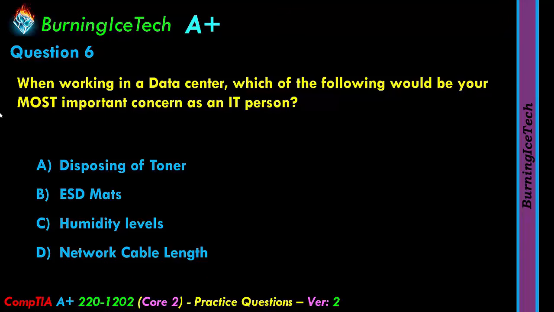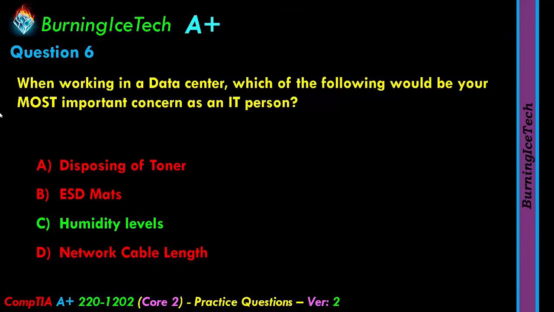Humidity levels. Yes, guys. So normally in data centers, you can go check your manuals, we strive for a humidity level of approximately 50%. We say 50%, but realistically it's never going to be perfectly at 50%. It's probably going to be around 48, 52. As long as you can get it as close as possible to 50%, you're good.